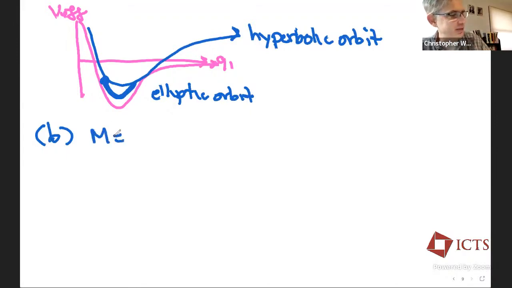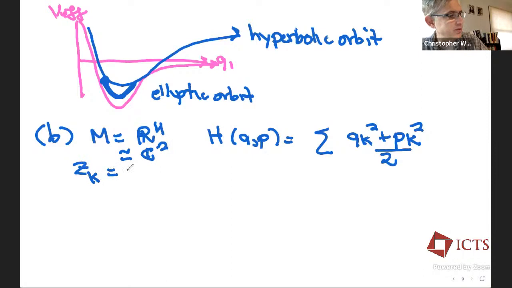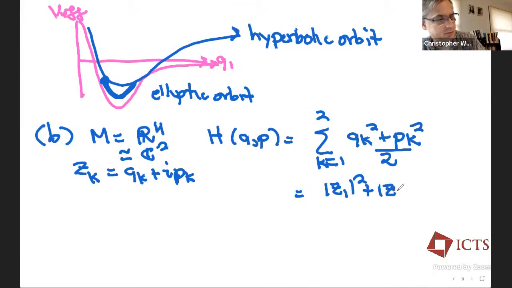So what was the other example? So M is R4 and H is the sum of the Qk squared plus Pk squared divided by 2. So here I can think of this as C2, with complex coordinates Qk plus i times Pk. And then this sum becomes just v1 squared divided by 2 plus v2 squared divided by 2. This was the moment map. Sorry, not the H.